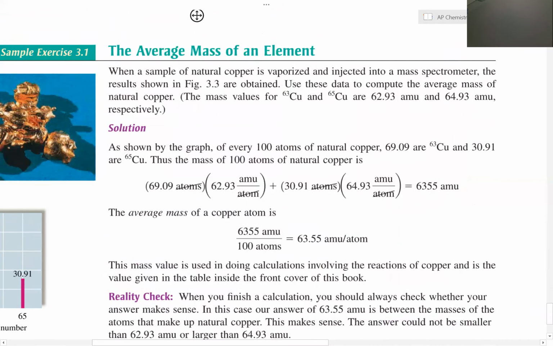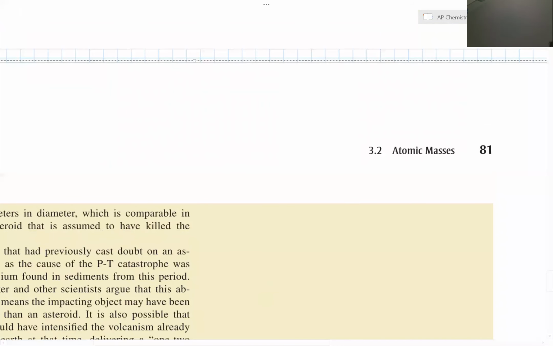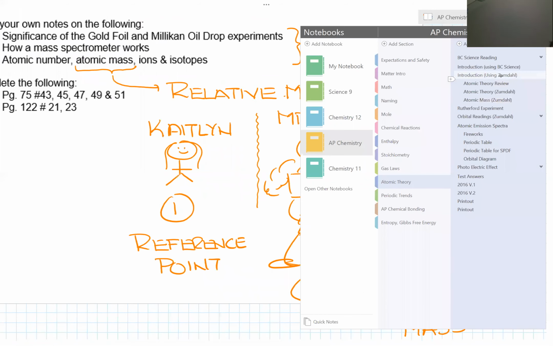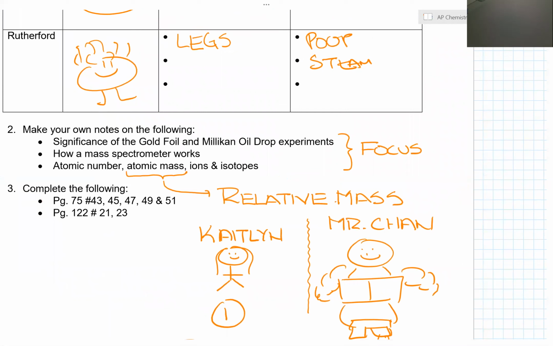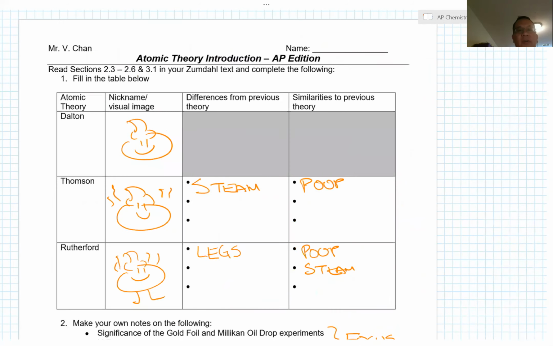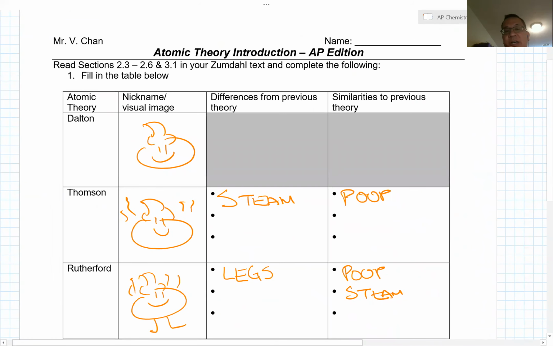Okay, so this is a few things I wanted to touch upon in regards to this particular section of questions. So you should know what was going on with the gold foil and Millikan oil drop experiments. You should know how a mass spectrometer works and how you are to read the graph that you get from it and how you're able to calculate the atomic mass. All right, so that is the video to sort of summarize what you should have learned from this atomic theory introduction.